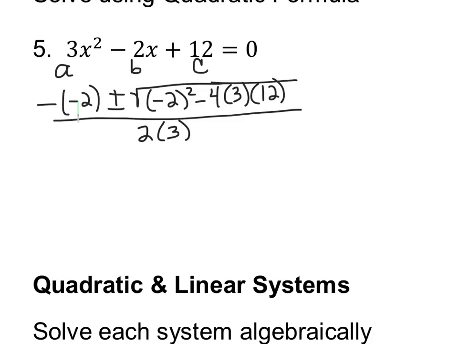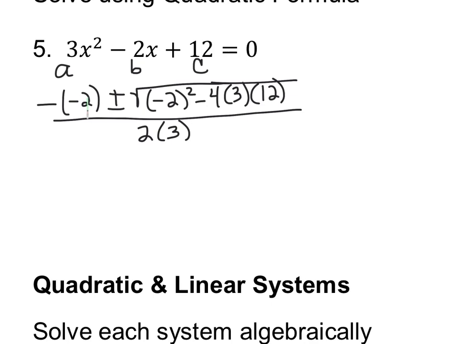All right, so here you can see I have plugged in the coefficients. A is 3, b is negative 2, and c is 12 into my quadratic formula. And right here I have negative b plus or minus the square root of b squared in parentheses minus 4 times 3 times 12, all over 2 times a, which is 3.